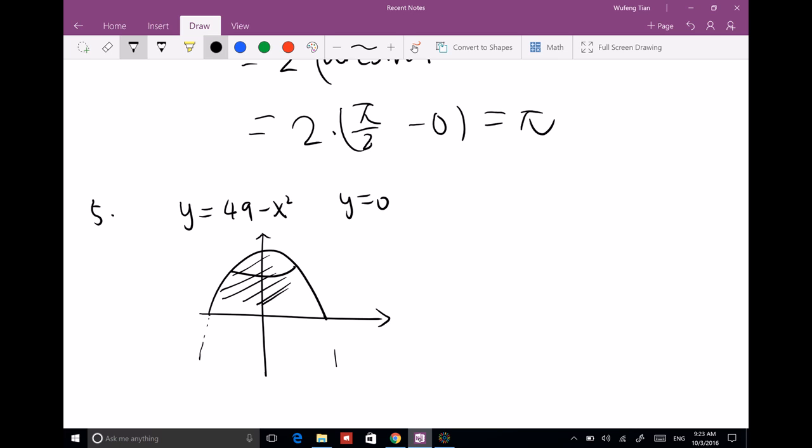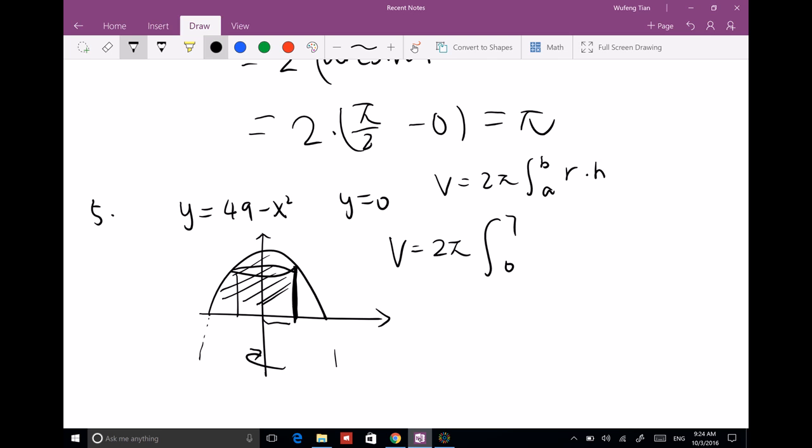Okay, if you use the shell method, you revolve it with respect to the y-axis. So it's 2 pi from 0 to 7, and then the height is y, 2 pi x. Sorry, the r. First, the formula is 2 pi from a to b, r times h dx, right? So r is just x, and the height is the y values of this function. So it's 49 minus x squared and dx.